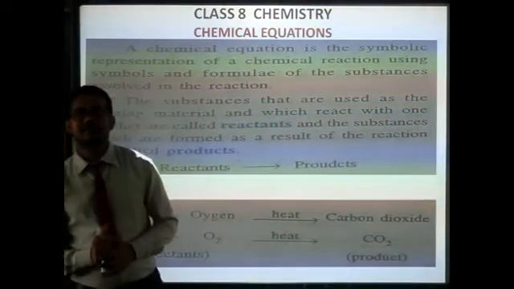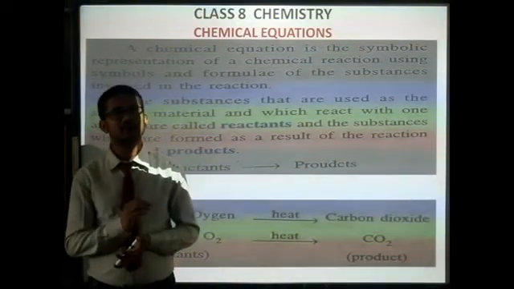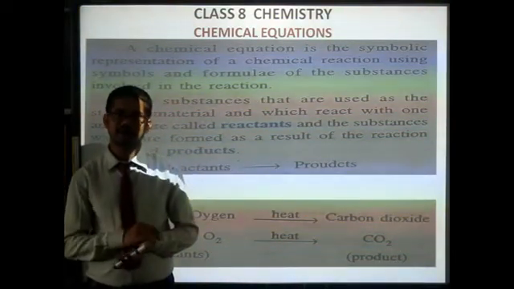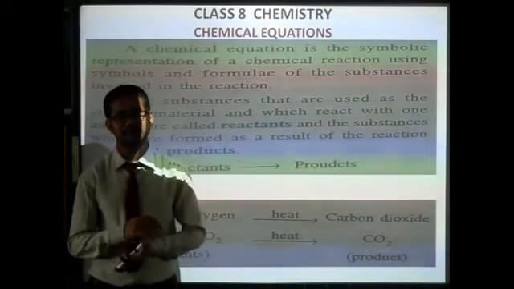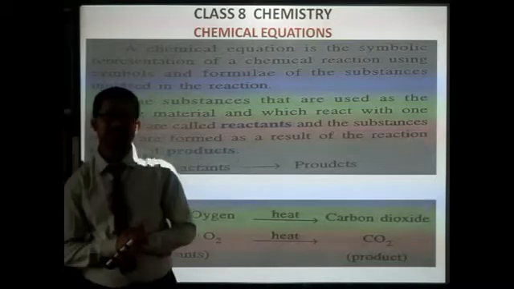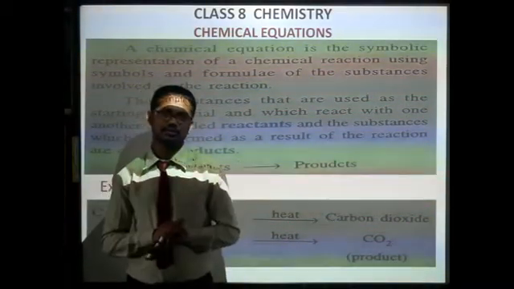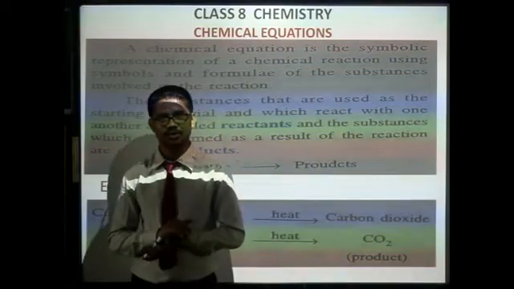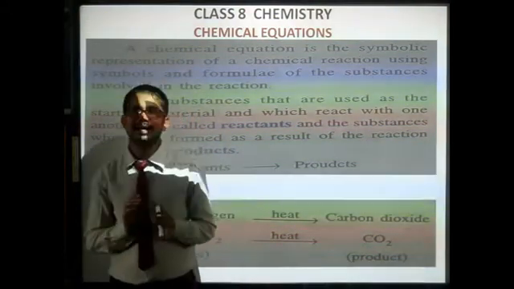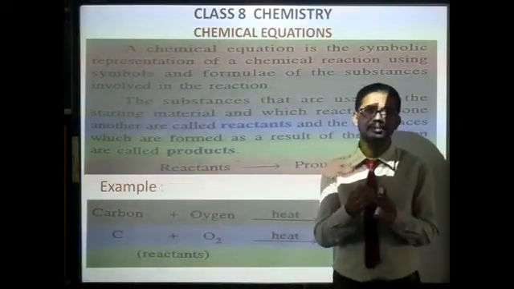So last class we learned how to write a chemical formula using symbols and valencies of different radicals. So today we will be learning how to write a balanced chemical equation. So before writing a balanced chemical equation, first of all, let's see what is a chemical equation.